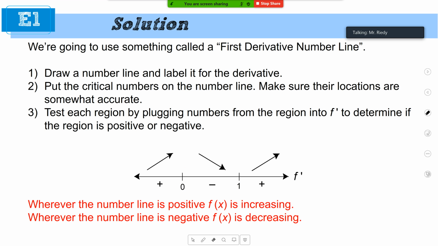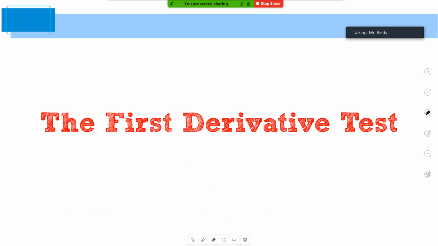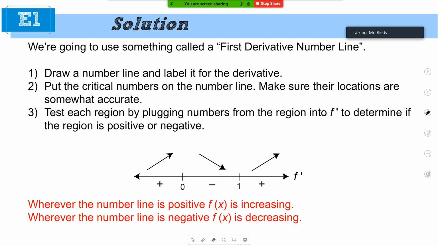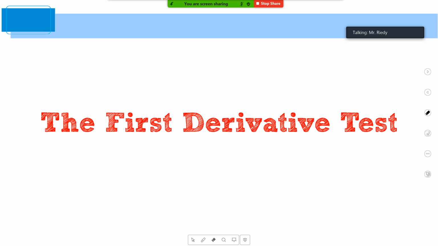We're just about done. We've done all the hard work. All those concepts go together, and that business that we just talked about on this number line is what the first derivative test says. The first derivative test uses the first derivative to test whether critical numbers are maxima or minima.